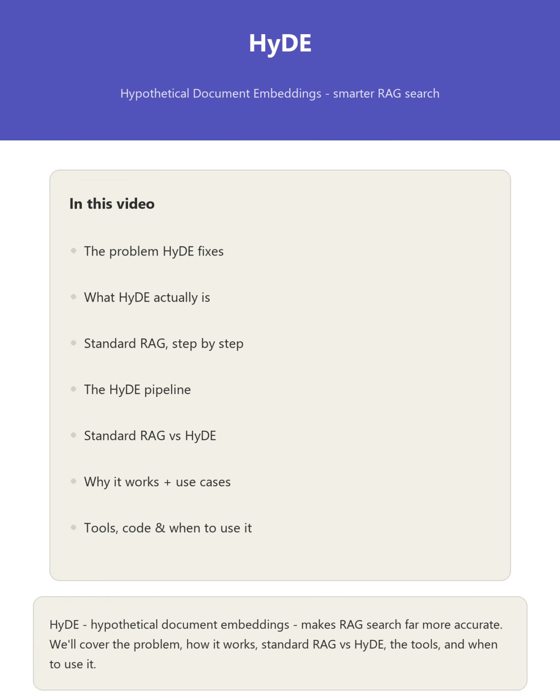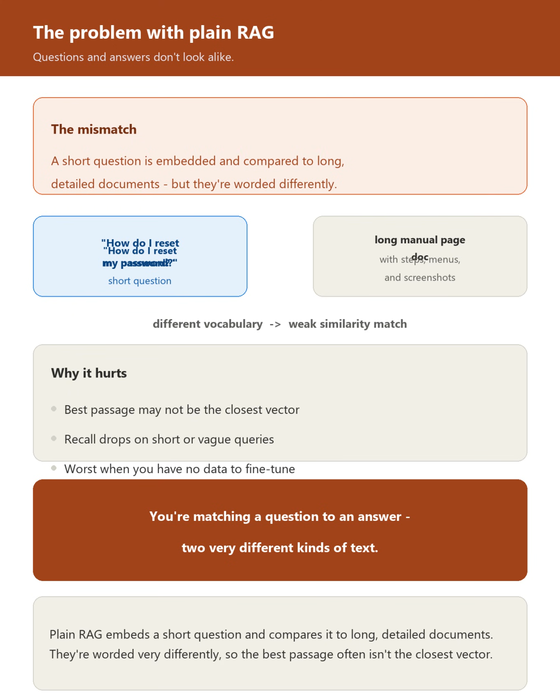HyDE, Hypothetical Document Embeddings, is a clever trick that makes RAG search far more accurate. In this video: the problem it fixes, how it works step by step, standard RAG versus HyDE, the tools, and when to use it. Here's the problem with normal retrieval.